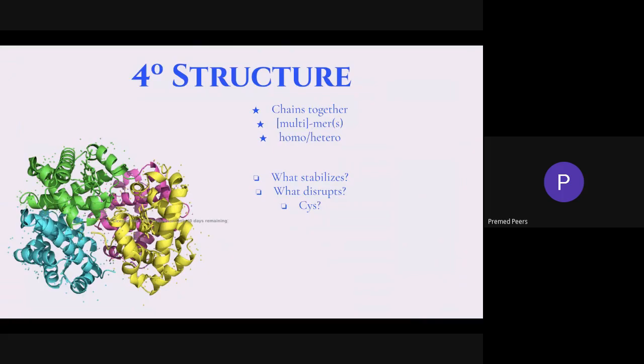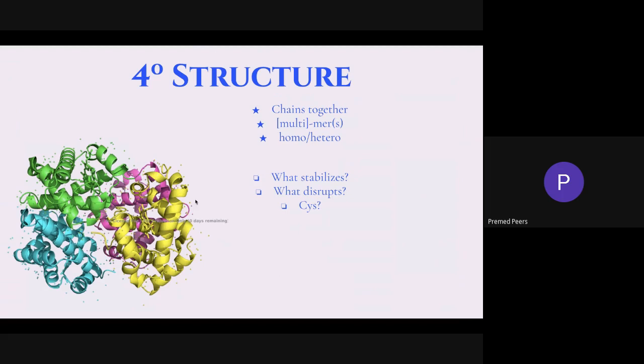So then we come to the quaternary structure. In terms of quaternary structure, you involve multiple chains. When I say chain, it means from one N terminal to the C terminal. And here it is multiple amino acid chains altogether.